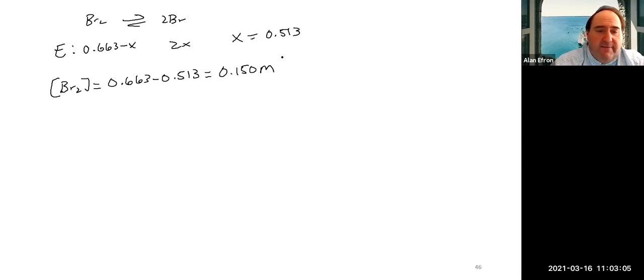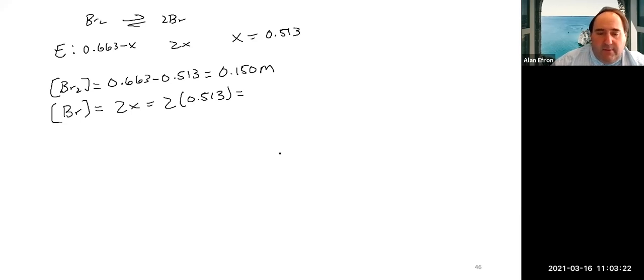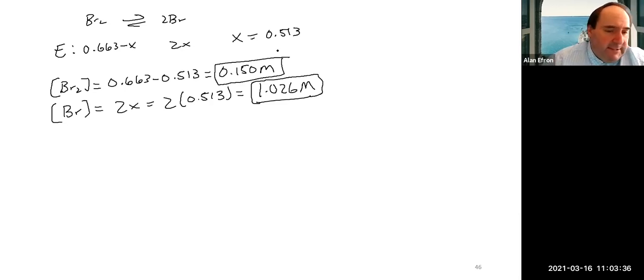And what does that mean for our Br concentration? Well, our Br concentration is equal to 2 times x, which means that would be 2 times 0.513, and that would get us 1.026 molar as the concentration at equilibrium of our Br. Any questions on that particular one there? Those are the steps.